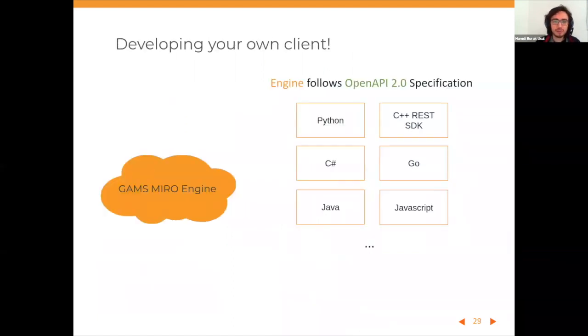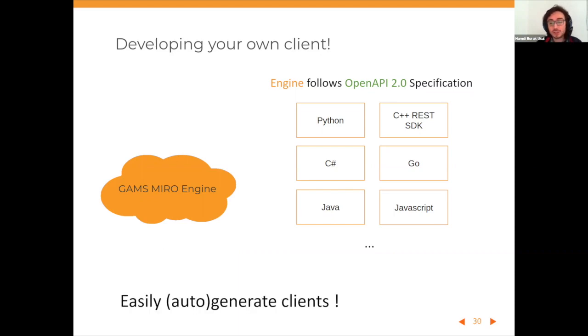In Engine, we follow a specification called OpenAPI 2.0. What it really means for you is that developing a client for Engine is fairly simple. For example, if you want to develop a Python client, since we are following the specification, everything is super simple. Furthermore, there are some auto-generated clients. We can provide you an auto-generated Python client, and you can just build on it.